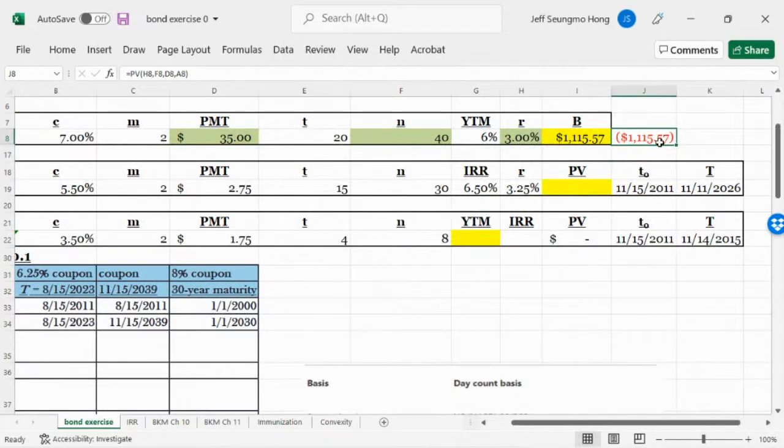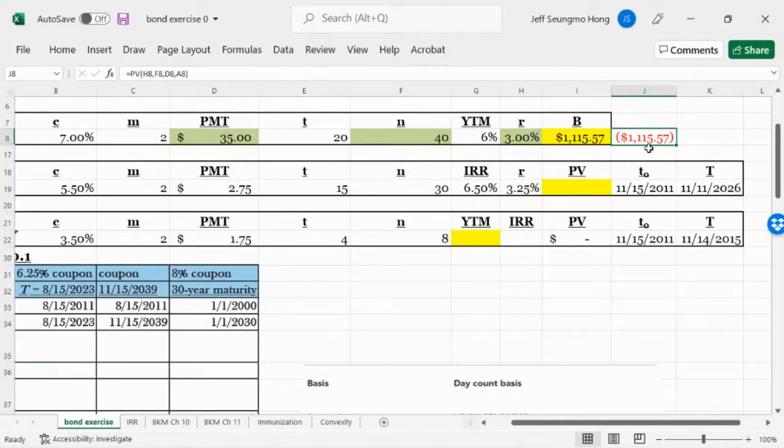Now, there's nothing wrong with this. This is correct. Why? This is your cash outflow. Think about it: if you are buying this bond, you'll have to pay $1,115.57. That's what you pay, so that goes out of your pocket. So it's your cash outflow, and that's why it comes out as negative.